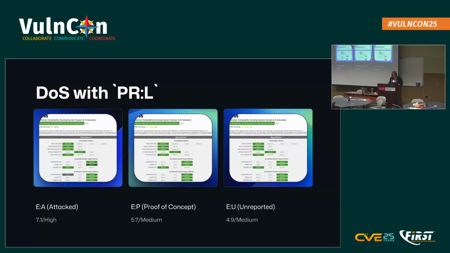P for proof of concept results in 5.7 or medium, which is pretty close to the CVSS 3.1 6.5, or a 4.9 medium, which is not low, but it's still like a lower medium, and it's closer to what most people would expect when they see an authenticated denial of service compared to this 7.1 or high.